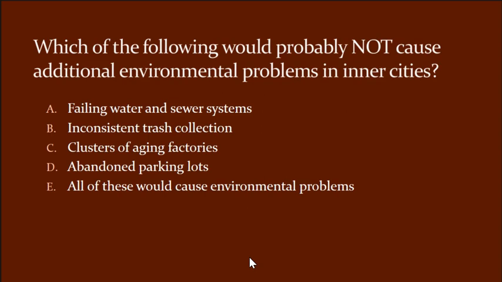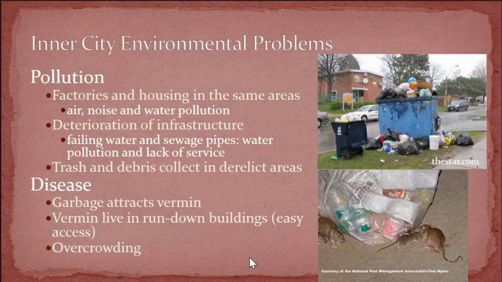Now, they have some other issues that go to that derelict lots kind of situation. But failing water and sewer systems, inconsistent trash collections, and clusters of aging factories, those are all real problems, right? The factories and the housing being in the same area, that's a pollution issue, right? Those factories are usually older. They're usually not well maintained, and so people who live in the houses near those factories are subject to air, noise, and water pollution. The deterioration of the infrastructure means that you have possible water contamination issues, you have sewage issues, and so water pollution and lack of service are issues with that.